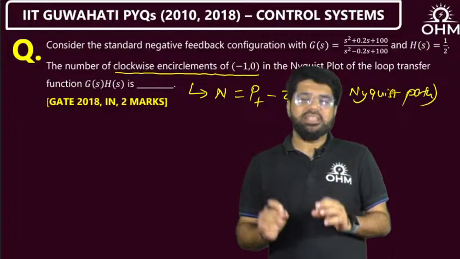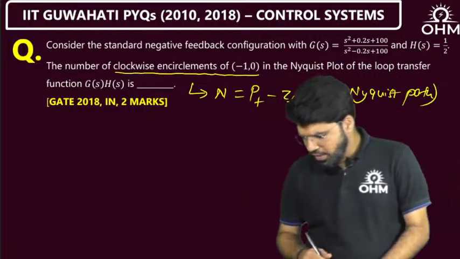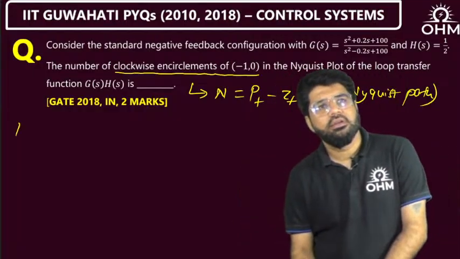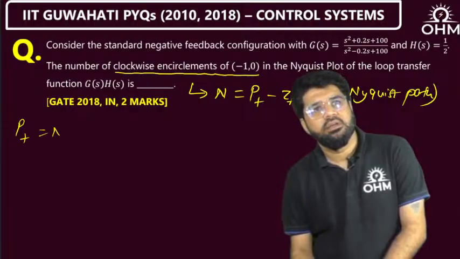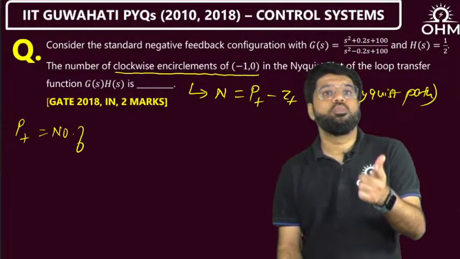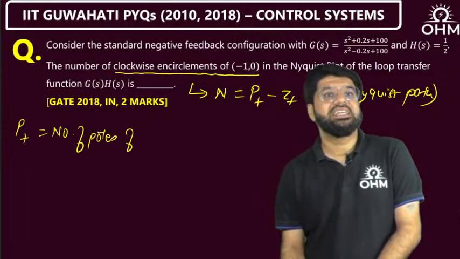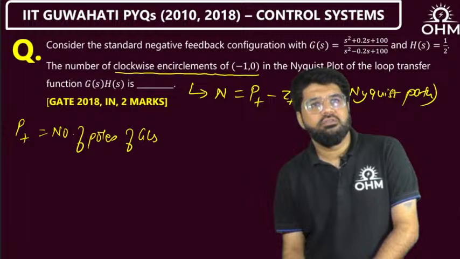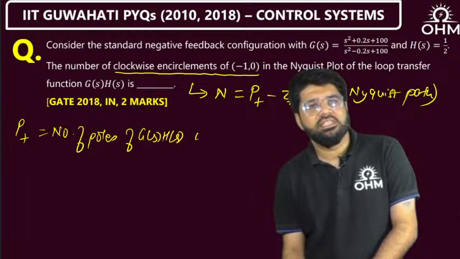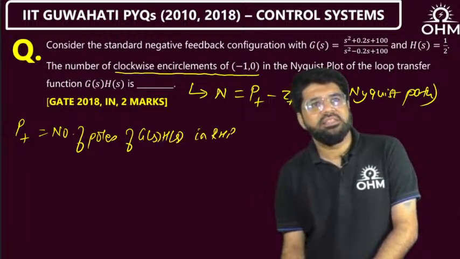Now, what is P plus and Z plus? A quick revision. P plus is the number of open loop poles, that is the number of poles of G(s)H(s) in the RHP. Plus means right side zone.